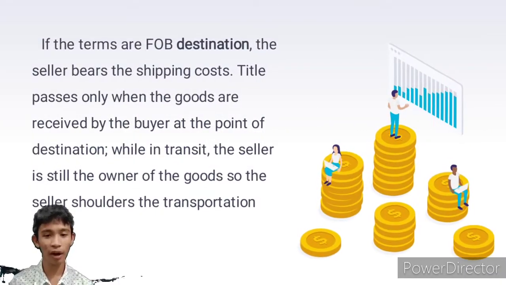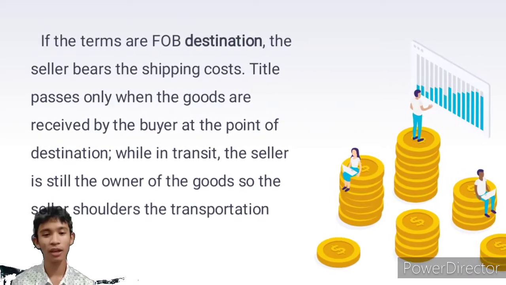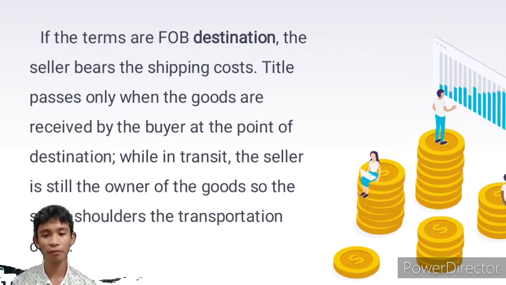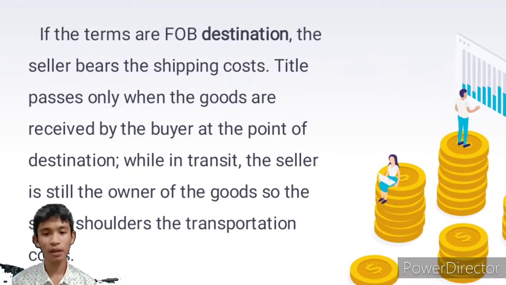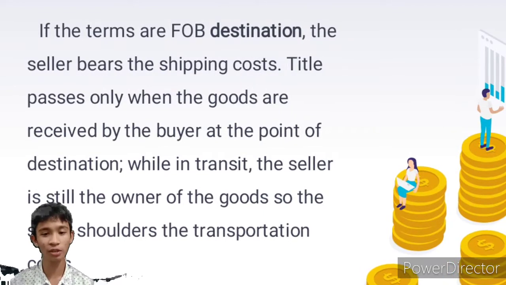If the terms are FOB destination, the seller bears the shipping cost. Title passes only when the goods are received by the buyer at the point of destination. While in transit, the seller is still the owner of the goods, so the seller shoulders the transportation cost.